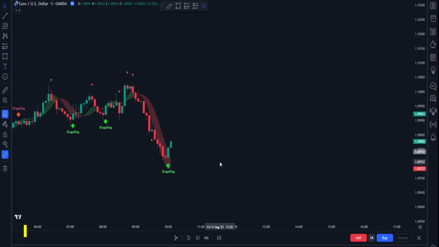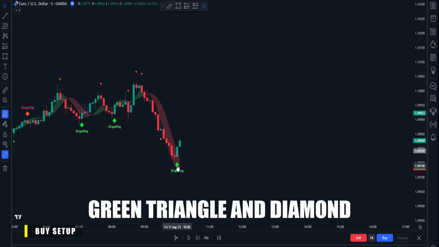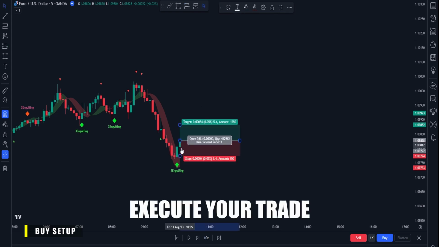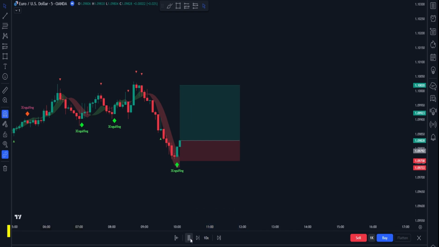Buy setup. For an optimal buy setup, adhere to straightforward rules. Wait for the green triangle and diamond to concurrently form on the same candle. Once this criterion is met, execute your trade on the subsequent candle. This point consistently triggers a market reversal.